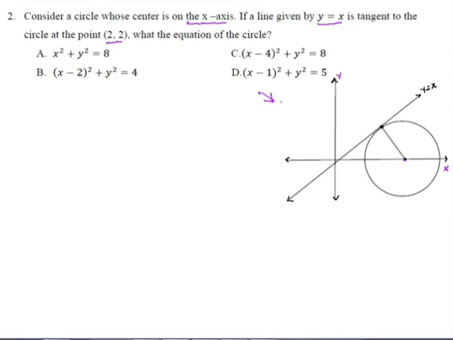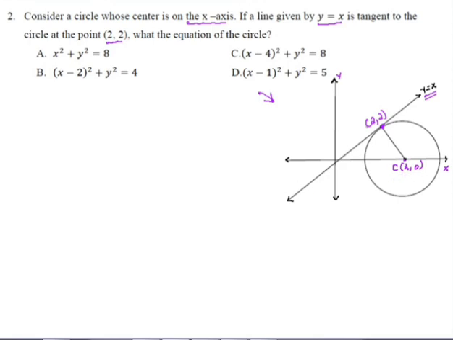Roughly, the graph that you can see here describes the information given in question number 2. As you can see, the center of the circle is on the x-axis. Call the center C with entries (h, 0), because the second entry is 0 on the x-axis, and the point of tangency is (2, 2). The given line y equals x is tangent to the circle. So we need to determine the equation of the circle based on this information.